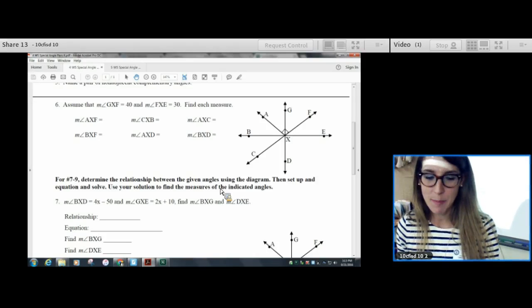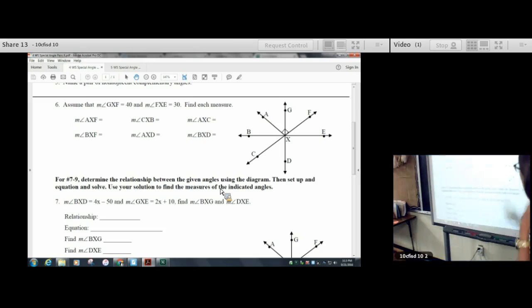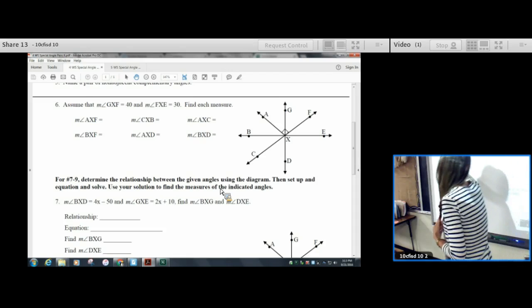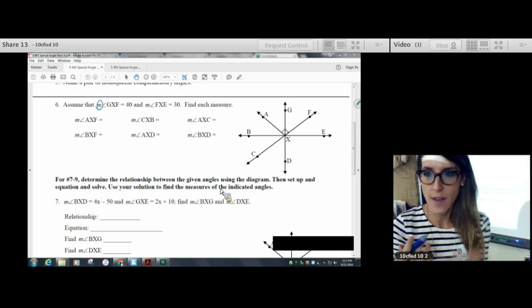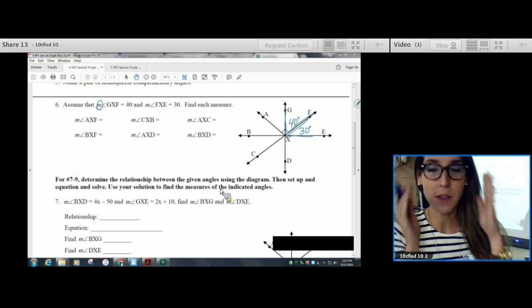All right, so we're looking at the special angle pairs homework, and we're going to start with number 6. Assume that the measure of angle GXS, if you're wondering what that little M in front of the angle means, that means the measure of angle GXS. So we follow the letters G to X to F, and that angle is 40 degrees. The measure of FXE is 30 degrees. Find each measure. So we're going to start with those two numbers.